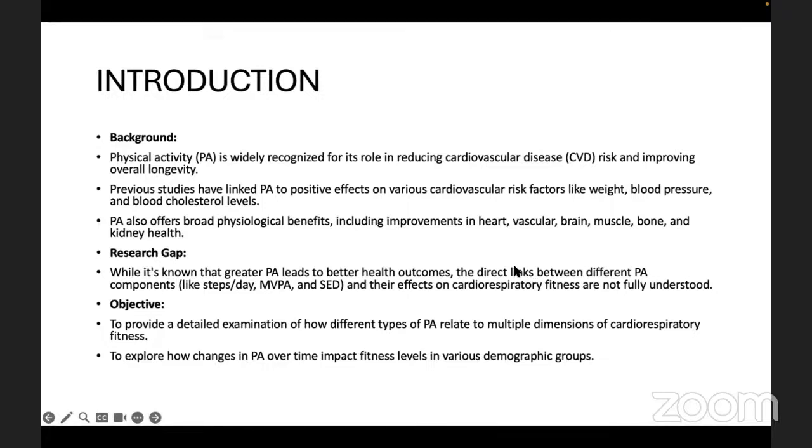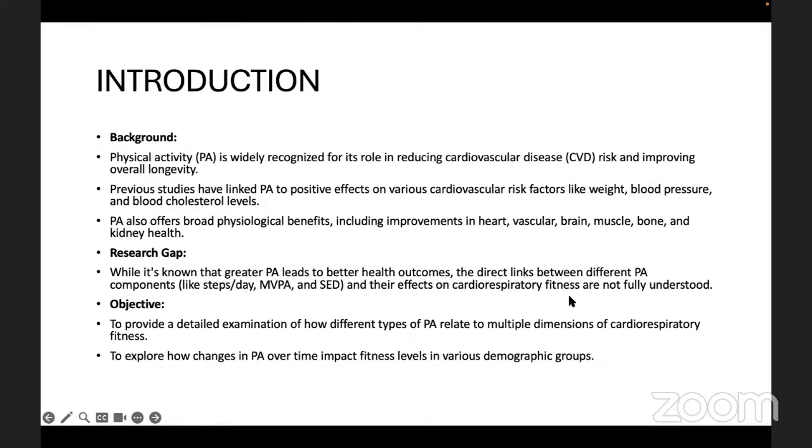Okay, so as an introduction, physical activity is widely recognized in its role in reducing cardiovascular disease risk and improving overall longevity. So we have information about how physical activity affects the heart, the brain, the muscles, the bone, the cholesterol, diabetes, all of that. But there was a research gap in how the different components of physical activity link to cardiorespiratory fitness. So the physical activity was explained as steps per day, moderate to vigorous physical activity, and a sedentary lifestyle. And they compared these three categories on how they affect the cardiorespiratory fitness.